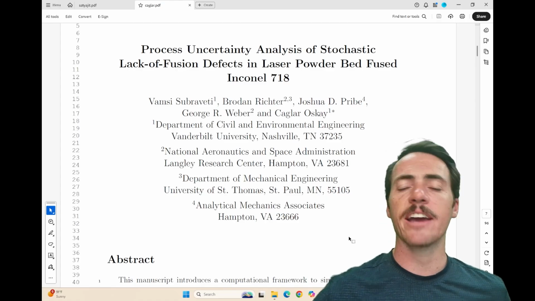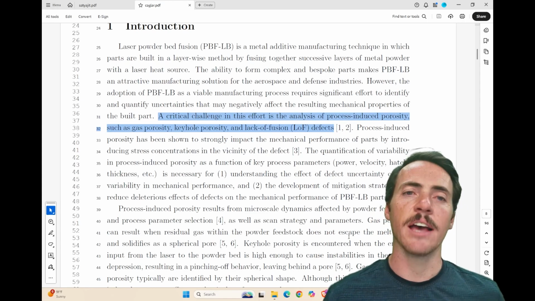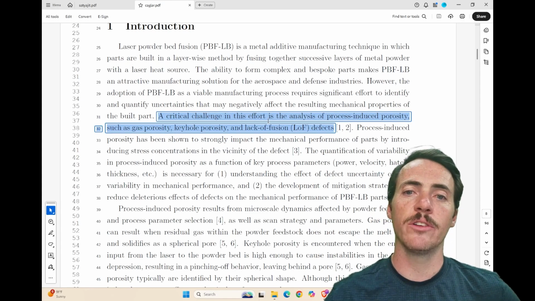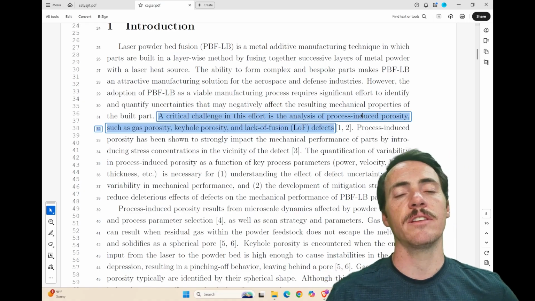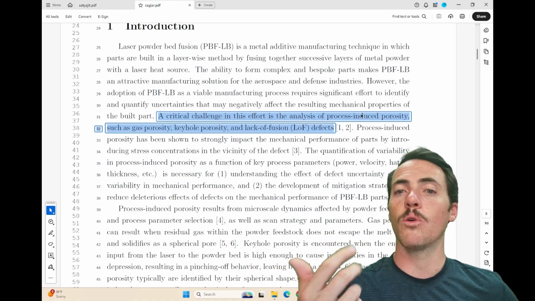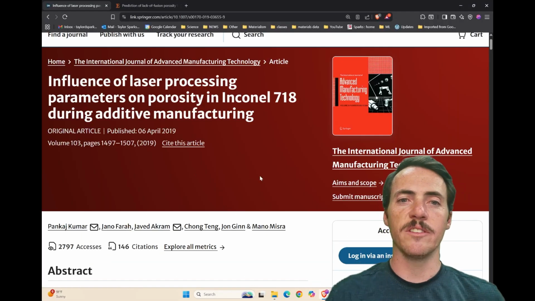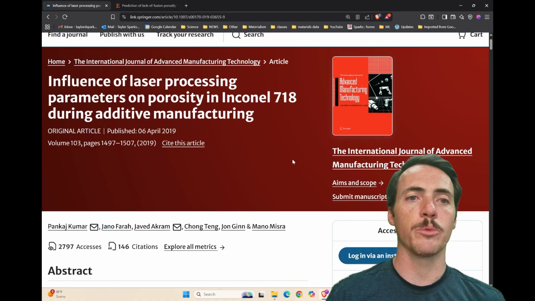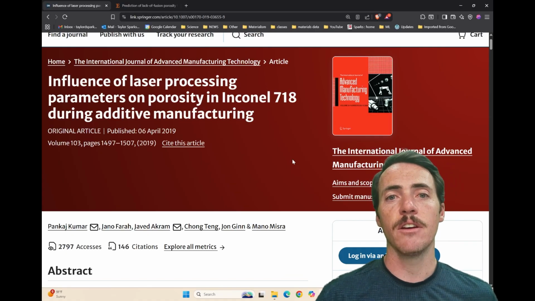So what are these lack of fusion defects? Laser powder bed fusion is a fantastic technique. It has a lot of things going for it, but it does have some problems. It says here a critical challenge is the analysis of process-induced porosity, things like gas porosity, keyhole porosity, or lack of fusion defects. And there's been quite a bit of work on this showing that these exist, specifically here in this paper on Inconel 718 by Kumar and coworkers, where they point out that there is a statistical nature to the defects that exist for these lack of fusion defects in these materials.